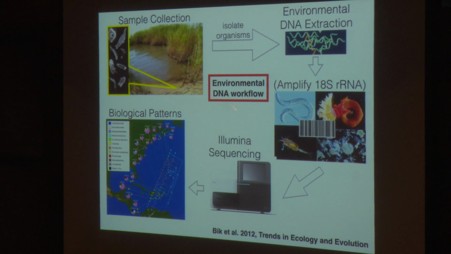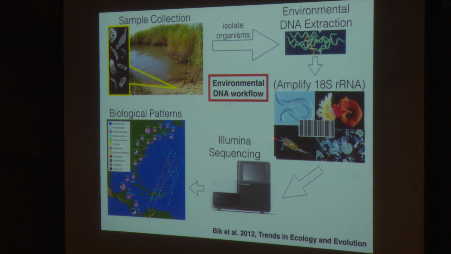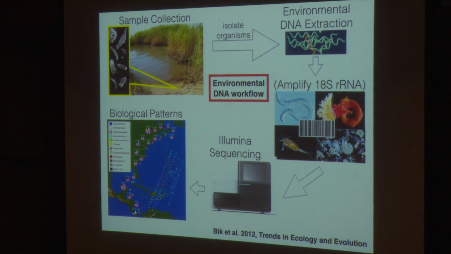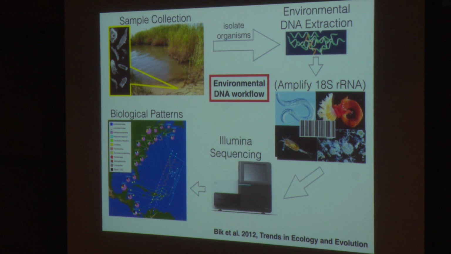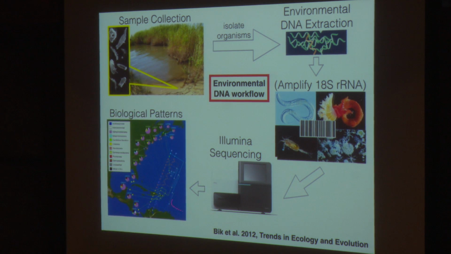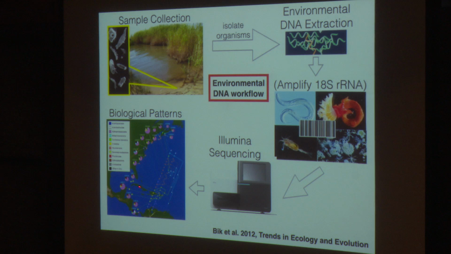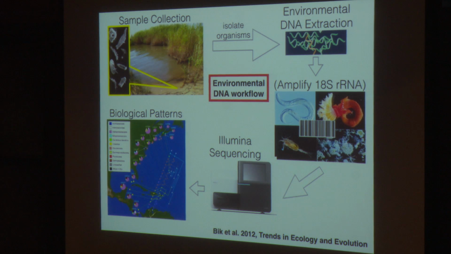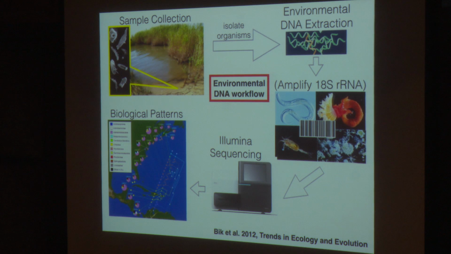Okay. After we extract environmental DNA, the next step is to amplify 18S ribosomal RNA because that's the most informative gene because of databases and phylogenetic utility, but we are also moving towards skipping this step and doing shotgun metagenomics in addition to 18S sequencing. Then we go on to sequence on Illumina machines nowadays, and the ultimate goal is to get this elegant picture of biogeographic patterns across space and time.